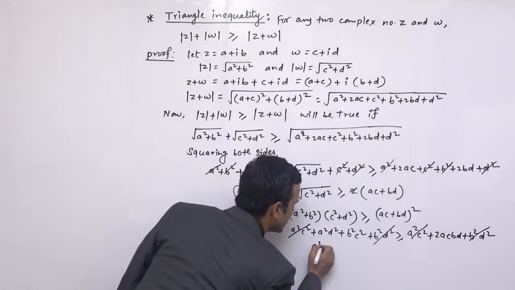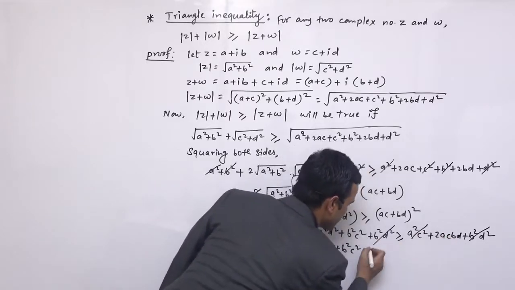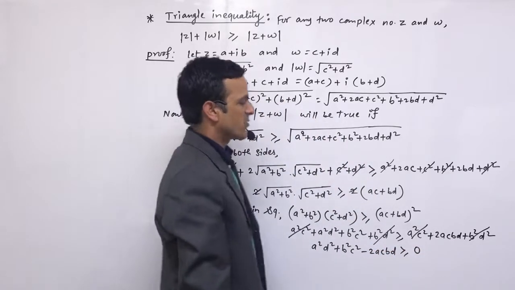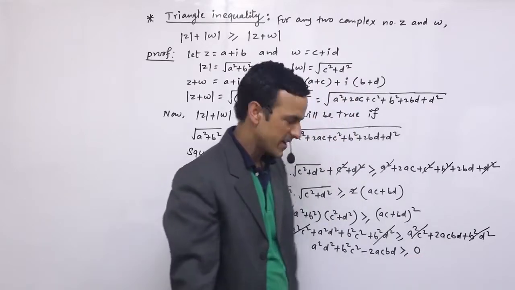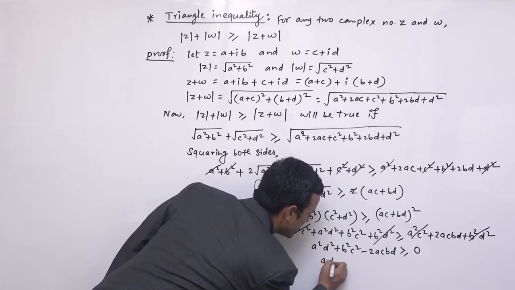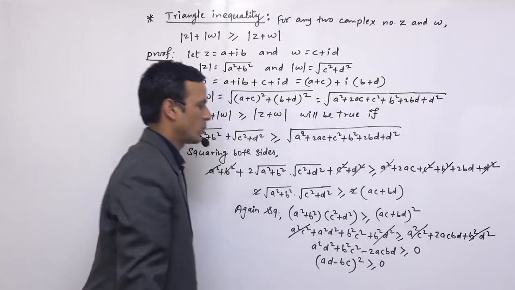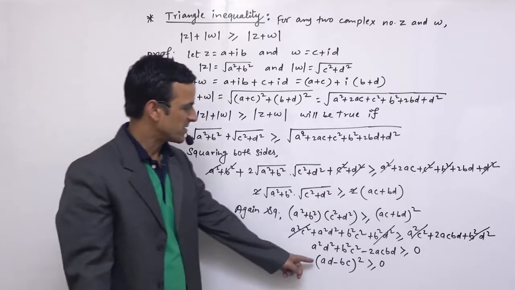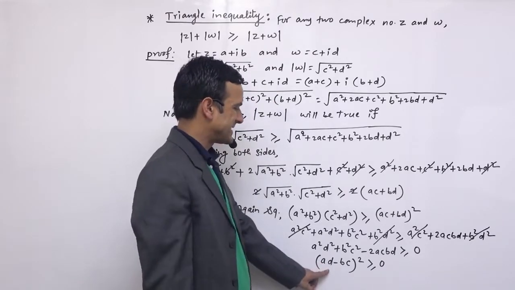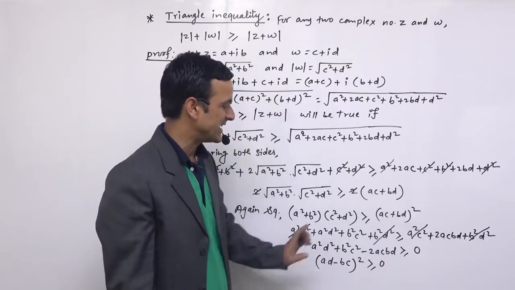Now we can write like this, a square d square plus b square c square minus 2acbd is greater or equal to 0. Here no term remains, so we write 0. Bringing all the remaining terms to this side, this will be (ad minus bc) whole square is greater or equal to 0. This is the result obtained after solving this one, which is a real number, which is always true for all real values a, b and c, d.